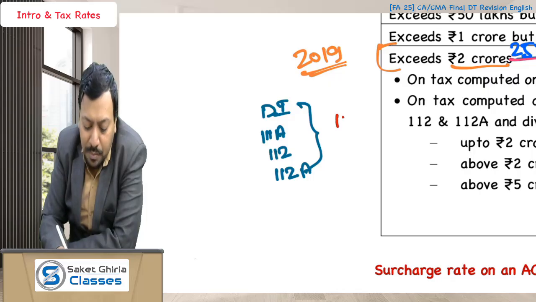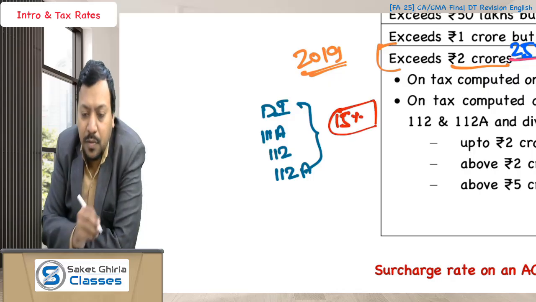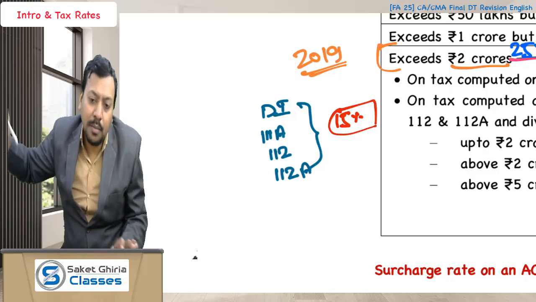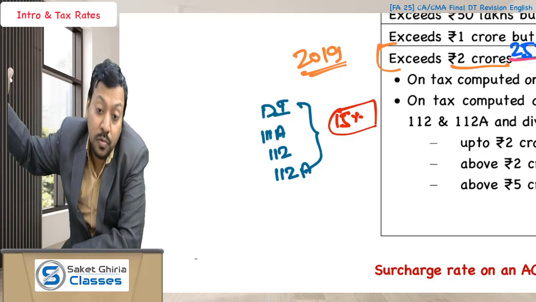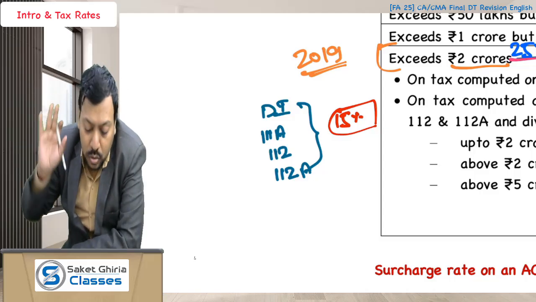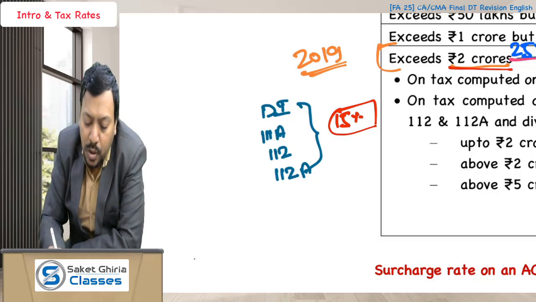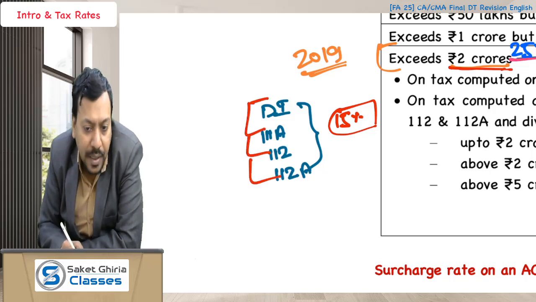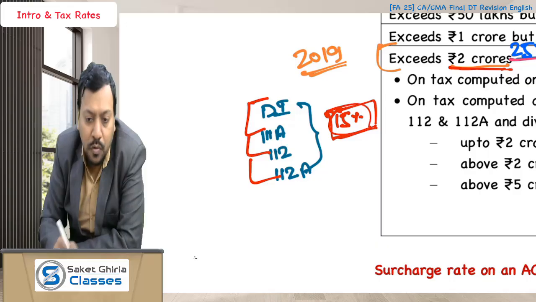In all these incomes, the rate of surcharge will be 15% of the tax payable irrespective of your income, which means even if your income is 100 crore rupees. So if your income exceeds rupees 2 crore, for these four components of income, the maximum rate of surcharge you have to pay is 15%.